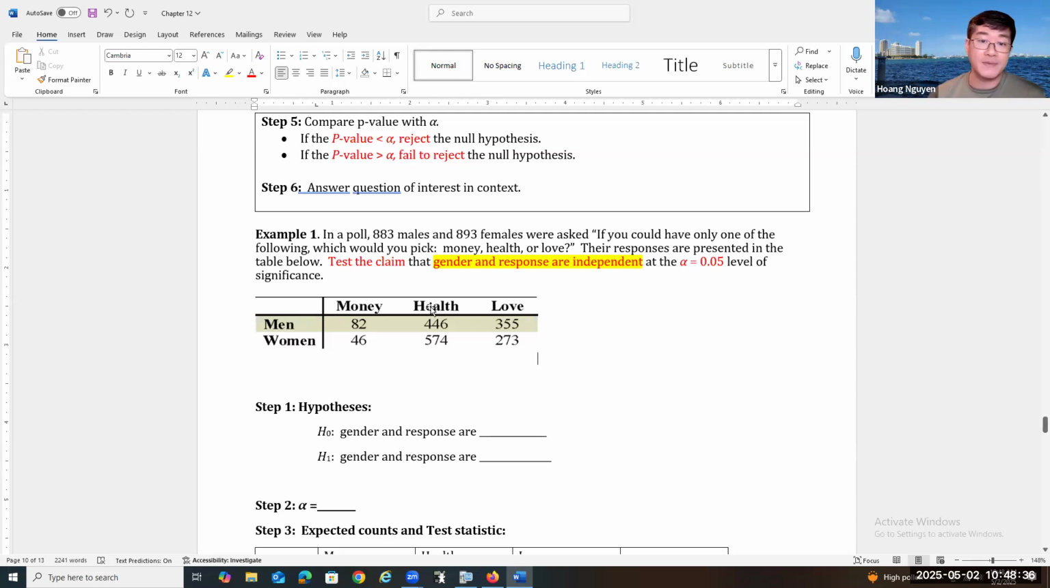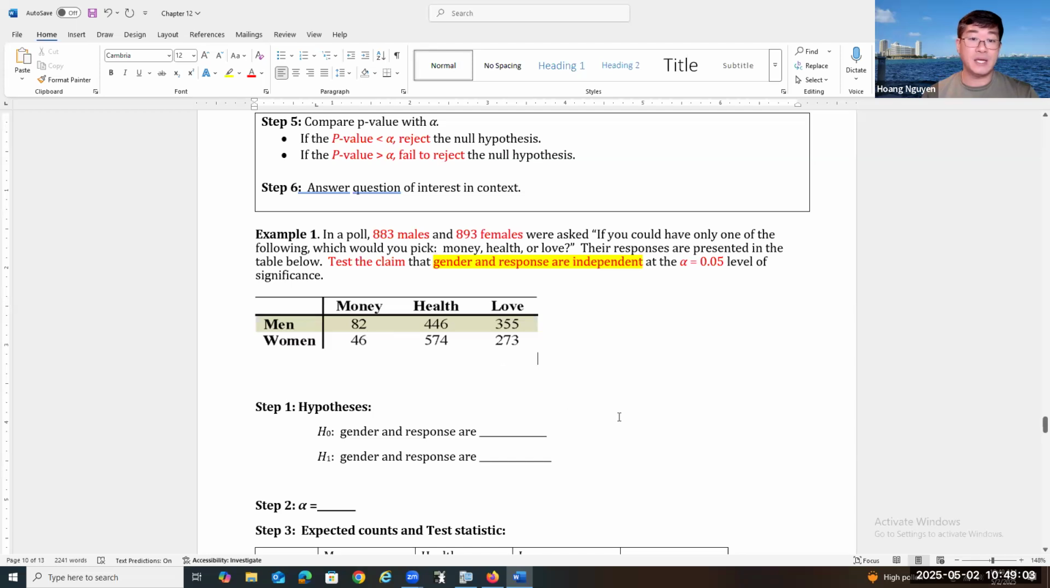And then we have money, health, and love. The responses are also qualitative or categorical variables. So we surveyed 883 males and 893 females for this survey. So we're going to test for independence, if you want to test if the genders and the responses are independent. Okay, so we will test for independence.